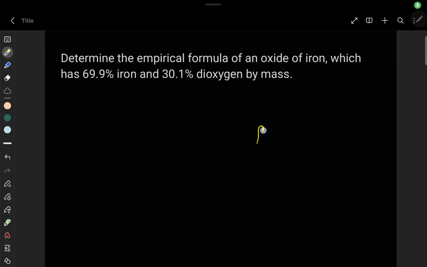I welcome you all to question number 3 of the chapter Some Basic Concepts of Chemistry. If you have come this far, then you are already doing great in your academics. So now let's get back to the question.